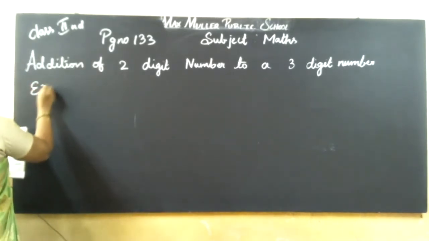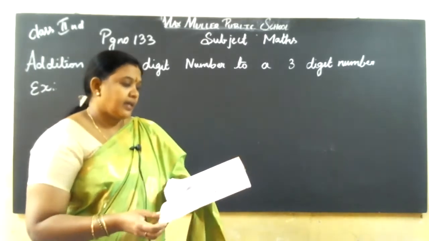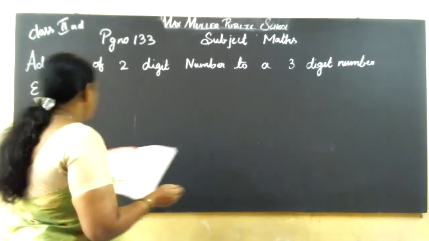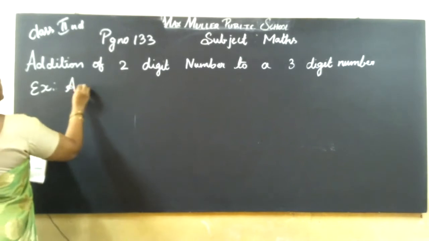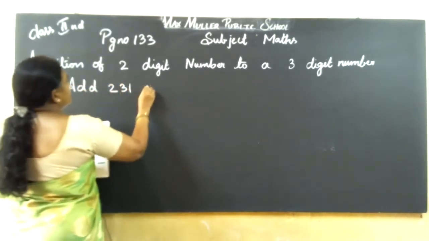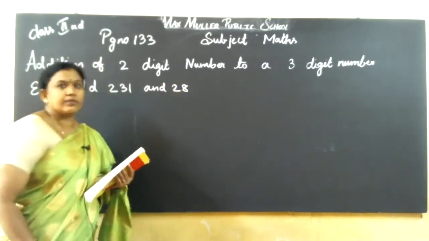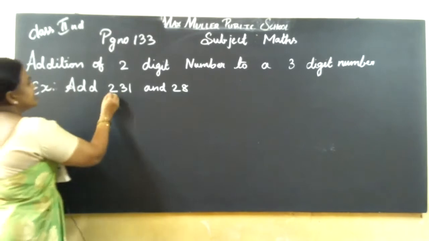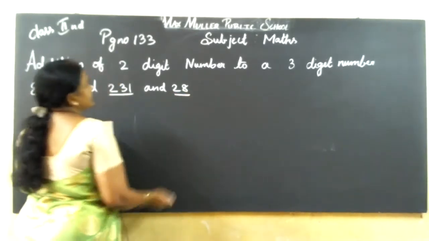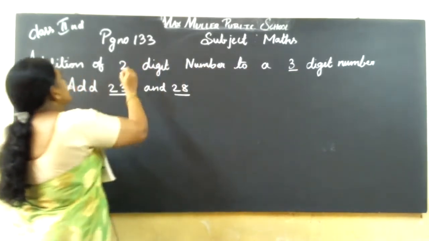Example now. For example, you want to do it in the rough note. Don't do it in the textbook. Take rough note, children. Add 231 and 28. For addition, which sign will we use? Plus sign. See, this is a 3-digit number. This is a 2-digit number. Heading also we did not write, children.